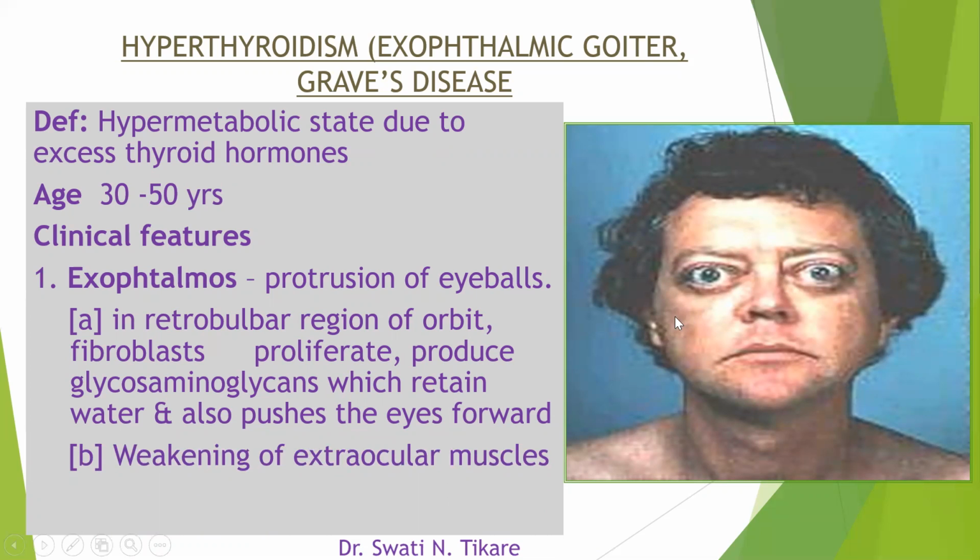In addition, this also causes weakening of the extraocular muscles. Okay, remember there are extraocular muscles surrounding here inside, which will help in the movement of the eyeballs. So all these are weakened, and there is retraction of the upper eyelid. In addition, the upper eyelid is going up. So all this together brings out this kind of look in Graves' disease or exophthalmic goiter.